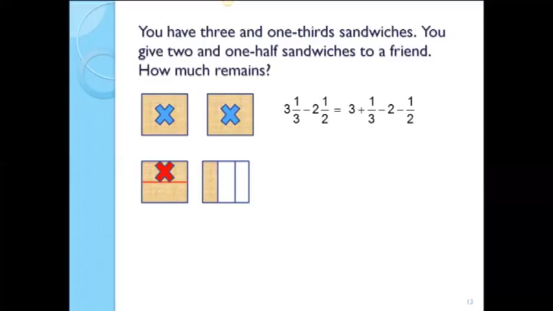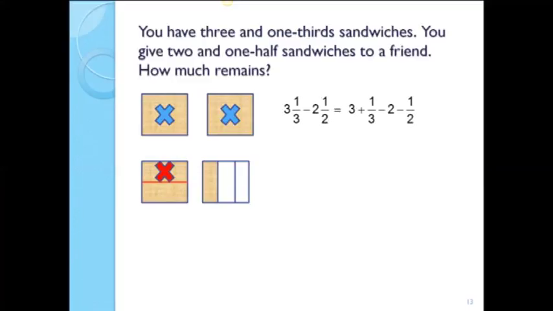Follow along with this recording. It might seem odd, but when connected to the picture, we think it's a very natural process. Remember, 3 1/3 means we're starting with 3 and another third. Giving away 2.5 is giving away 2 and giving away another half. You might have noticed that this is an application of the distributive property.